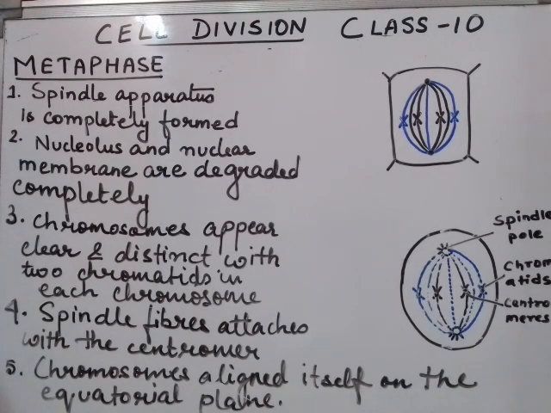So you have to keep it in mind if it comes in an objective question: name the phase where the chromosome appears distinctly or more clearly. This is the phase where chromosomes appear with a full, clear vision under the microscope. So this is the most clear picture of the chromosome.